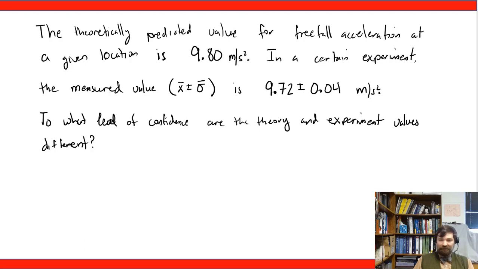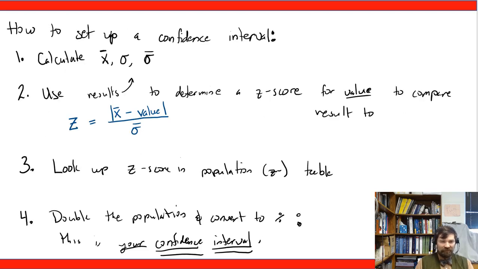Let's say that you do an experiment, and the result of your experiment, this is in terms of your average and your standard deviation of the mean, ends up being 9.72 meters per second squared plus or minus 0.04. So we want to know what's the level of confidence that these two differ from each other. Okay, so we've already got step 1. This right here is sort of like step 1 from this little recipe.